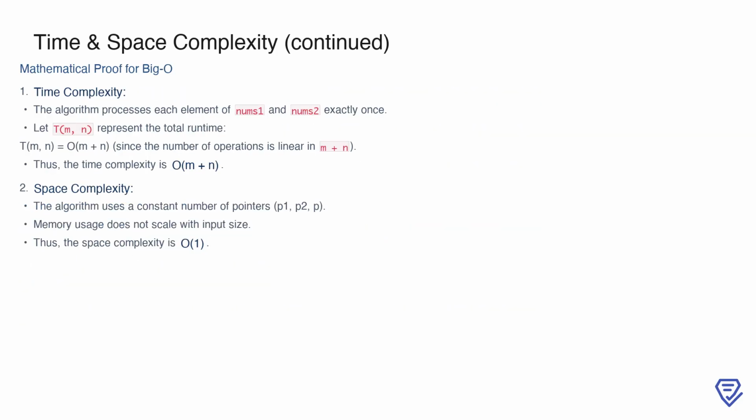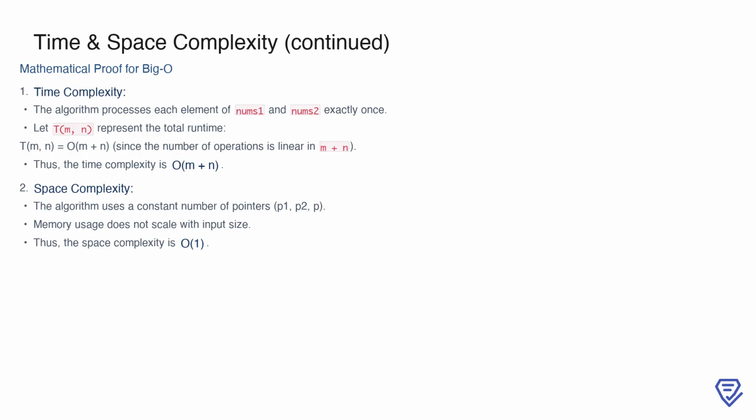To solidify our understanding, let's mathematically prove the time and space complexity. For time complexity, the algorithm processes each element in nums1 and nums2 exactly once. If we let T(m, n) represent the total runtime, it is clear that the number of operations grows linearly with the total number of elements, m plus n. Thus, the time complexity is O(m plus n).